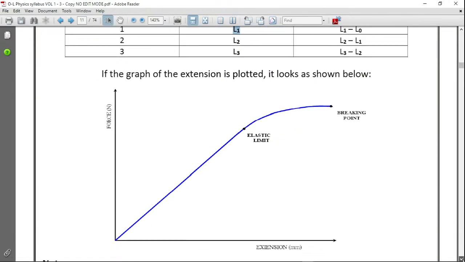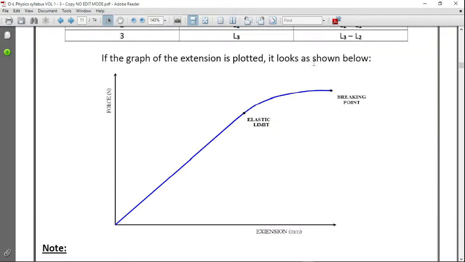As I've said, we'll look at more of this in part 2. Now this is a force extension graph for an elastic material. This axis is the force axis. This axis is for extension. So it is a straight line until this point. This is the elastic limit. After the elastic limit, the graph is no more a straight line. And here you have the breaking point.